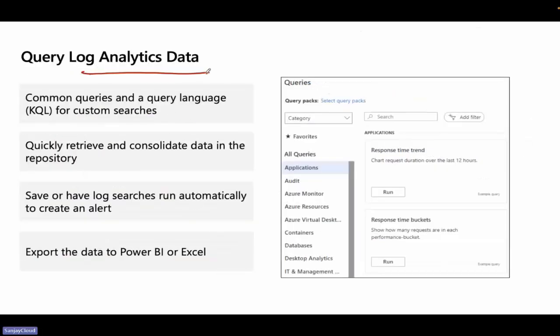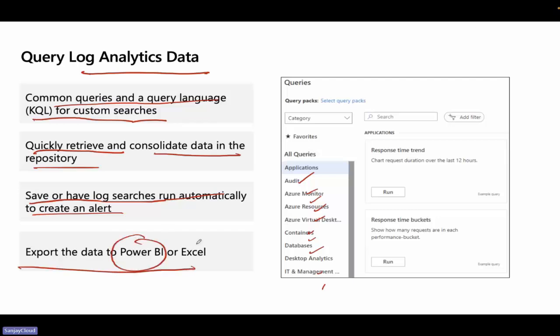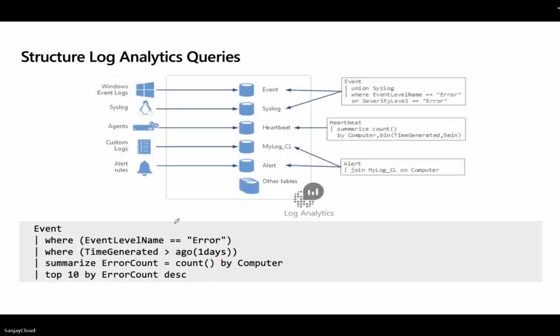Query Log Analytics data. How can we query? The common query language we will use is known as KQL for custom search. Quickly retrieve and consolidate data in the repository, where on the left-hand side you will see your tables. Save or have a log search run automatically to create an alert. So you can save your search and set up alerts as well based on your search. Export data: you can export your data into Power BI and Excel for analysis.